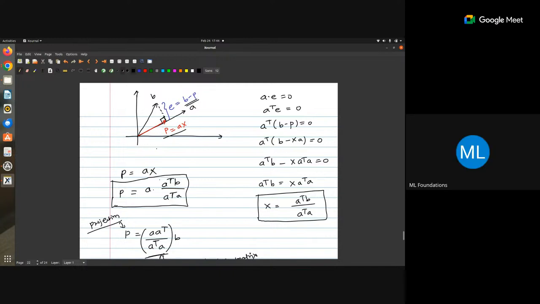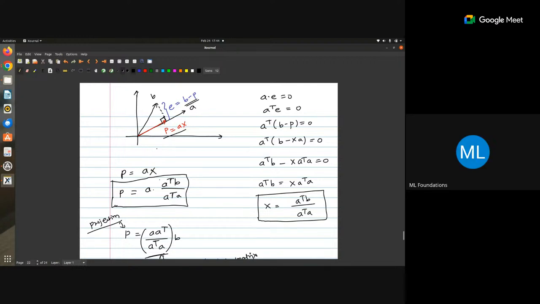That is vector addition. P plus E is equal to B, so E can be written as B minus P. Do you understand? This is the law of vector addition, similar to vector calculus. It's very basic.